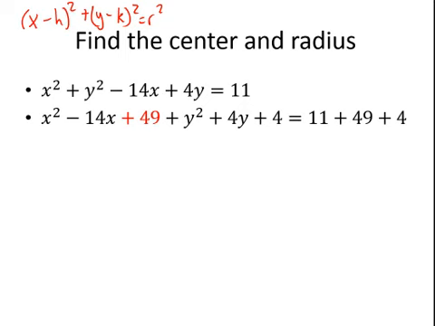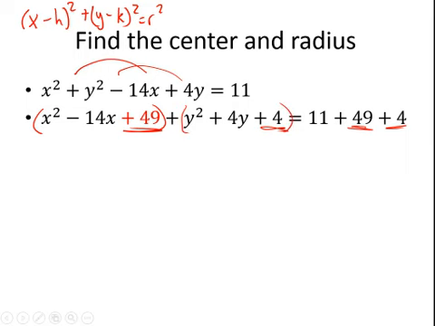The way to do that is by using completion of the square. What I've done here is I've moved the x's and the y's together. So we've got our x squared minus 14x, y squared plus 4y, and then the 11. Now what I've added here is the 49 and the 4. I got those numbers by using completion of the square, because I want to turn this into a square and this into a square.